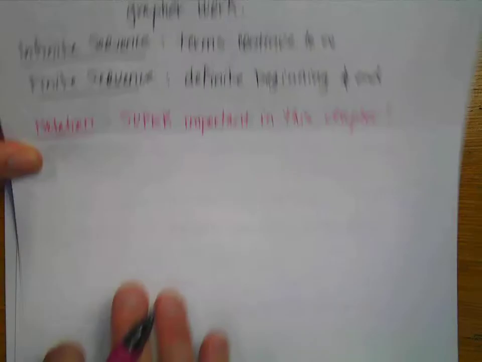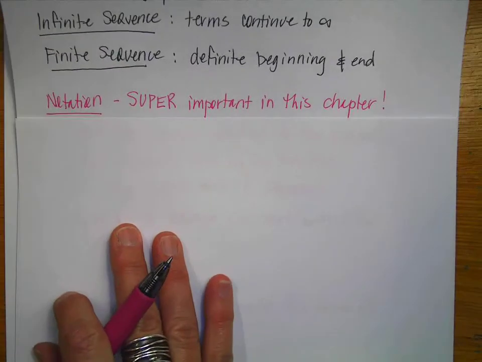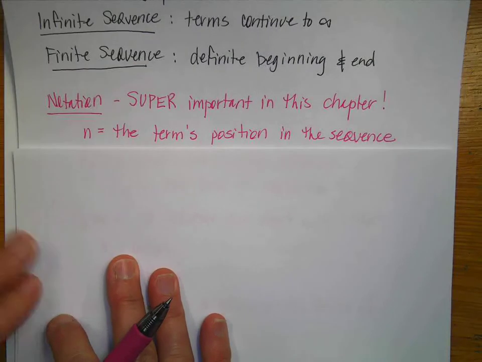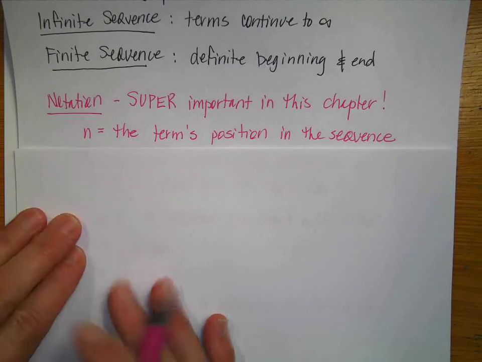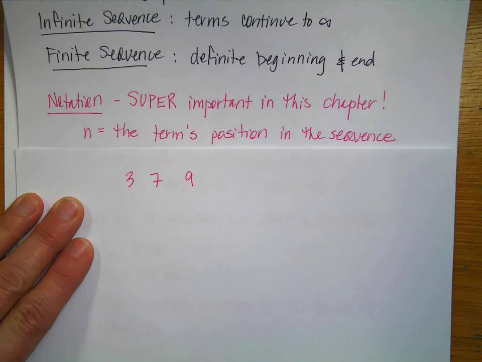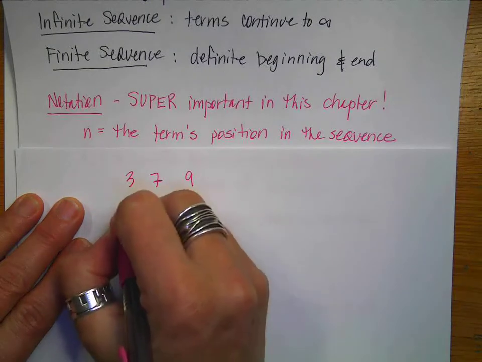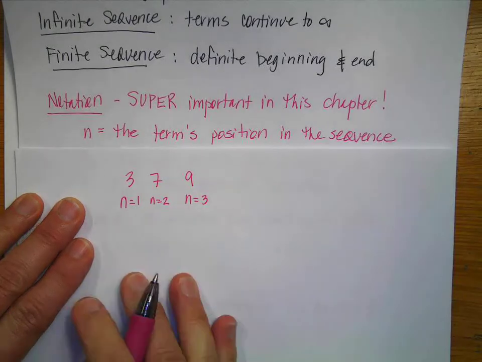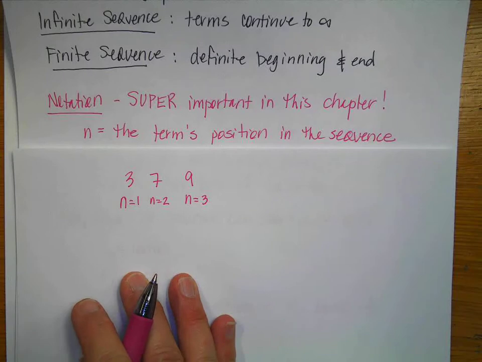As we start moving through this little section in pink, the notation when we're talking about sequences and series is super important, and you need to understand what all of the variables represent as we move through this chapter. The first thing is n. N is a term's position in the sequence. If I had 3, 7, 9 as the terms of my sequence, then n is equal to 1, n is equal to 2, and n is equal to 3. So it is the number's position in the sequence.